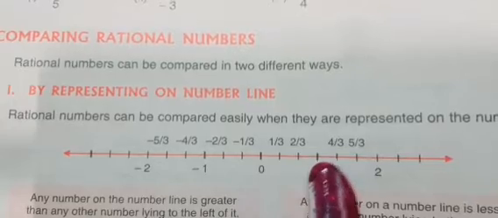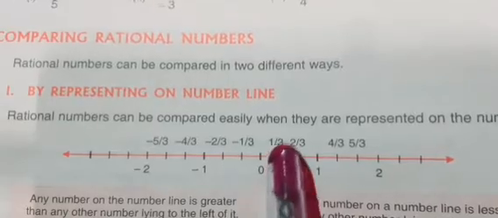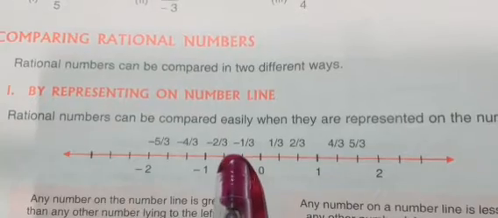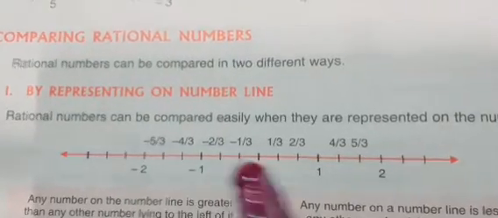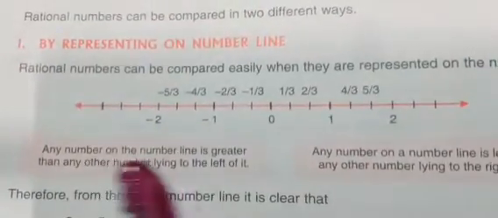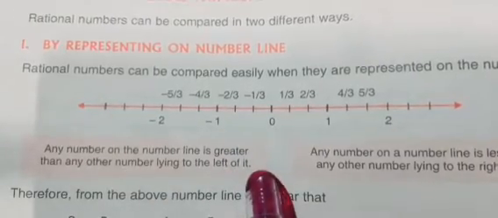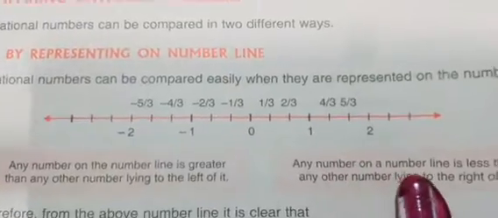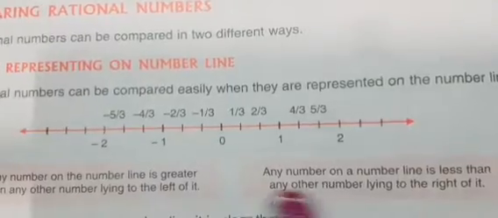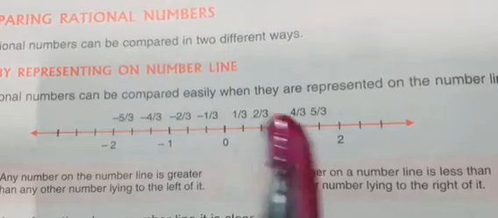For example, here 4 by 3 is greater than 1 by 3. In the same way, 1 by 3 is greater than minus 2 by 3. Then minus 1 by 3 is smaller than 4 by 3. In general, we can say that any number on the number line is greater than any other number lying to the left of it. And also, any number on a number line is less than any other number lying to the right of it. Whichever is to the right of the given rational number is always greater, children.